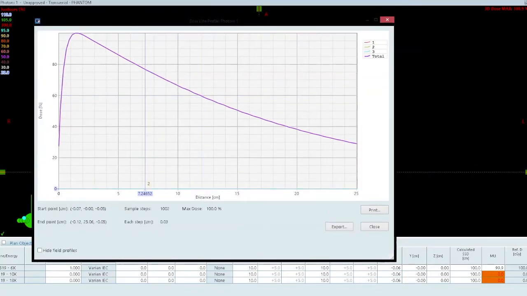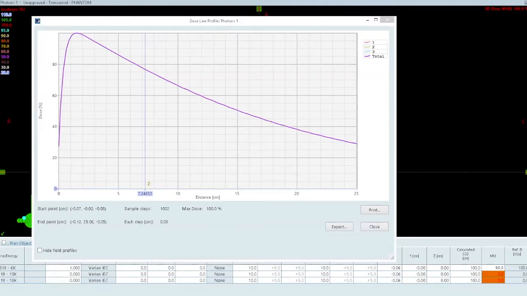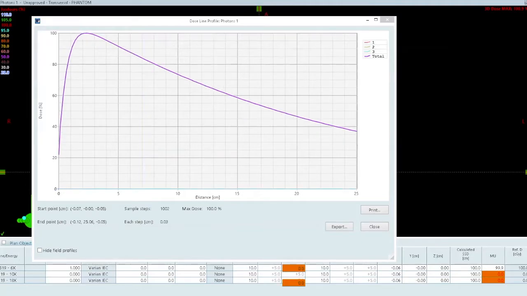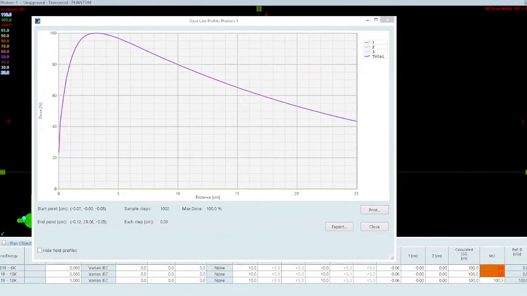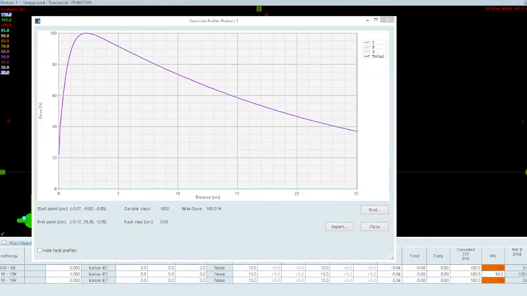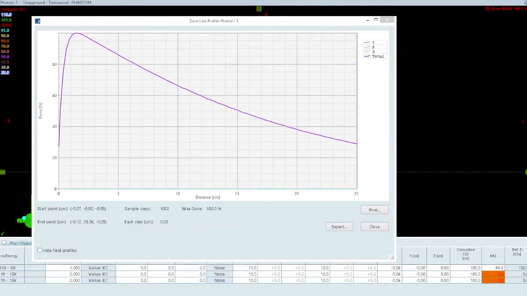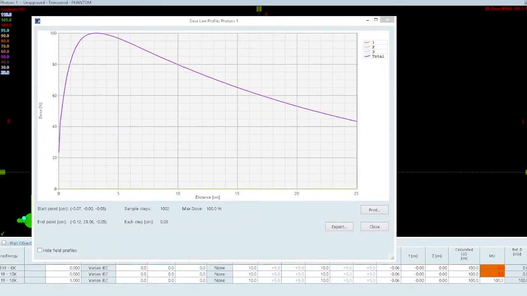If I were to change beam energy, what you're looking at right now is 6x. If I were to look at 10x, this is what happens. If I were to look at 18x, go back to 10, go to 6. I'm going to jump from 6, where you see Dmax was at 1.5, and I'm going to jump up to 18. You can see my Dmax is right around 3. So I've doubled my Dmax. My depth of maximum dose has gone from 1.5 to 3.